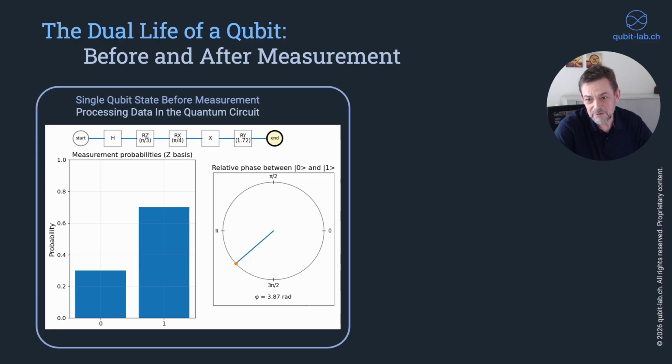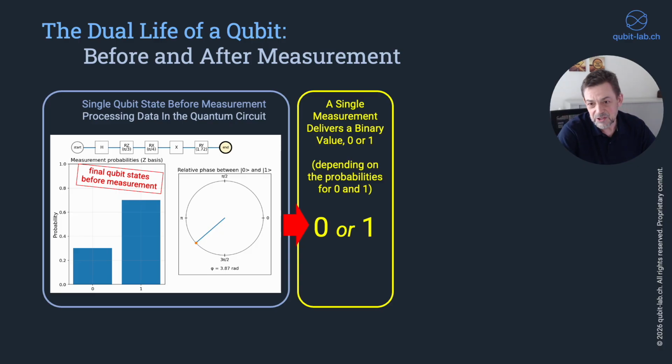And now the question is, what will we measure? We do one measurement. A single measurement delivers a binary value. And this binary value is 0 or 1. Just 0 or 1. No probabilities, no nothing, just 0 or 1. With a 30% probability, you will measure 0, and with a 70% probability, you will measure 1. But it's random. You don't know actually what's coming out in this case, because it's not 100%.